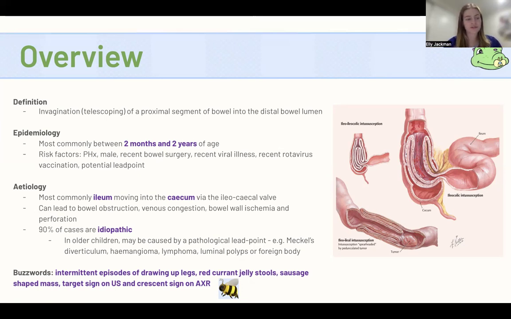It's typically due to hyperplasia of Peyer's patches and lymphoid tissue in the intestinal wall from a preceding viral infection. However, in older children, it is more likely to be caused by a pathological lead point. These can be things like Meckel's diverticulum, hemangioma, lymphoma, polyps, or a foreign body.